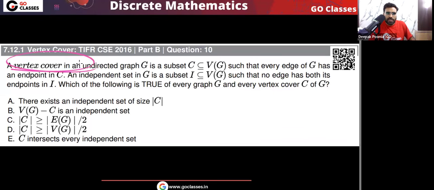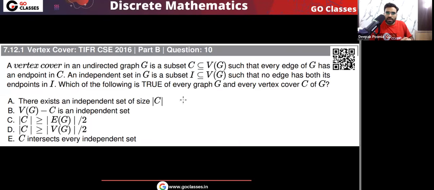A vertex cover in any undirected graph is a subset of vertices such that every edge has at least one endpoint in this vertex cover. An independent set in a graph is a subset of vertices such that no edge has both its endpoints in the independent set. Which of the following is true for every graph G and every vertex cover C of G?